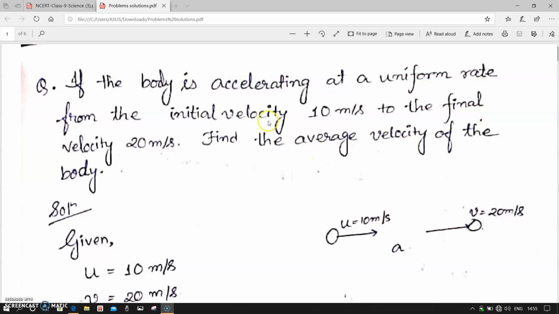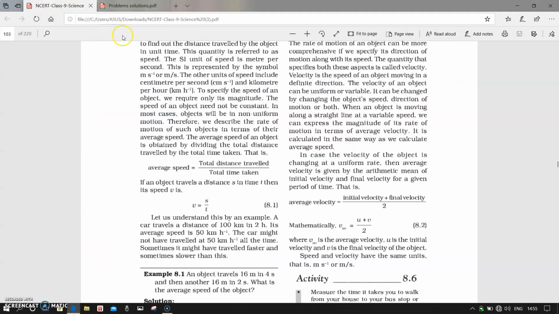Obviously it is very important that the body is accelerating at a uniform rate, right? It is a straight line motion, and we have learned earlier that average velocity is equal to initial velocity plus final velocity divided by 2. So we will use this formula to find the answer.